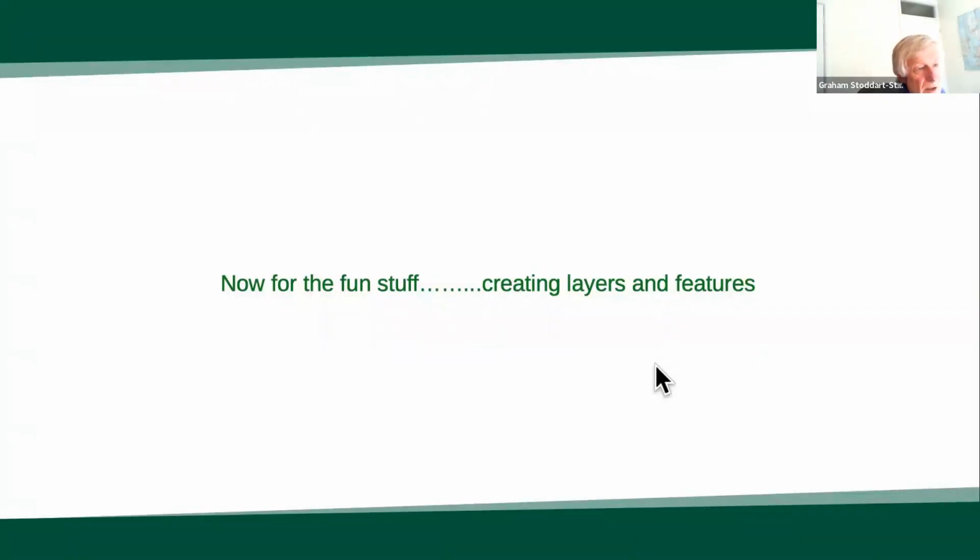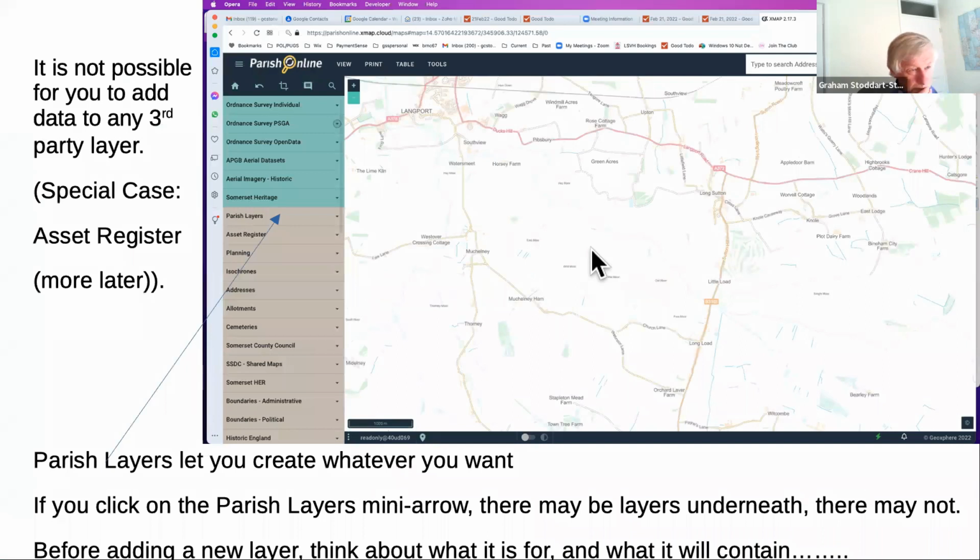All right. So let's go and start creating some layers and features. I'm going to show you how it's done to begin with, and then you get to do it. So we touched briefly on the fact that you cannot add data to any third party. So everything below the parish layer and to some extent the asset register, you'll find that the system doesn't give you the chance to add any data or make any changes to it. You're just using other people's data. But in parish layers, you can create whatever you like. It's your parish, and whatever you want to play with, you can create.